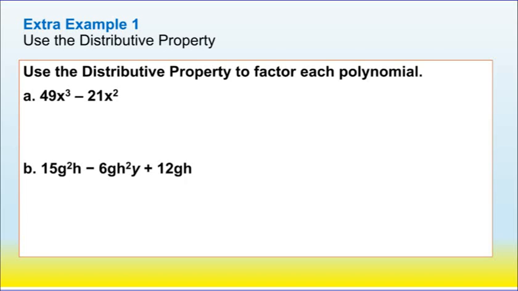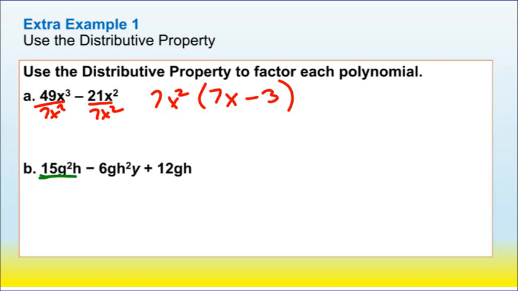Next, 49 and 21, the greatest common factor of both of them would be 7, and I can take 2 x's out. If I divide by 7x squared, I'm now left with 7x minus 3. And just to verify, if you want to distribute to see if that's what you started with, you may do that.